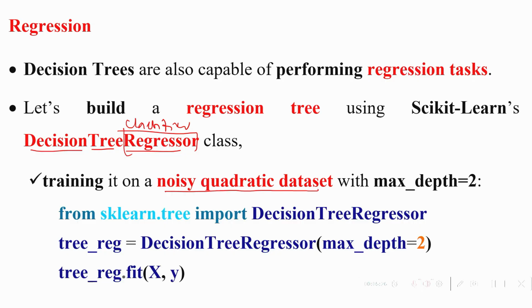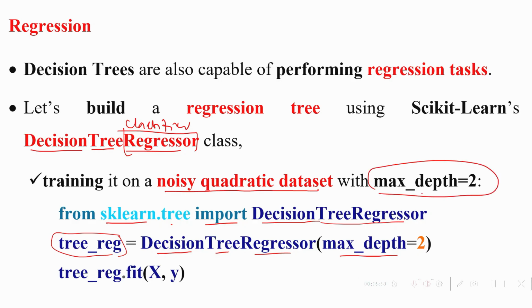From sklearn.tree, we are importing our model, which is called DecisionTreeRegressor. Tree_regression is the model name, our variable, equal to DecisionTreeRegressor, and we provide the hyperparameter max_depth equal to 2. We are fixing the size of the tree up to 2 levels.